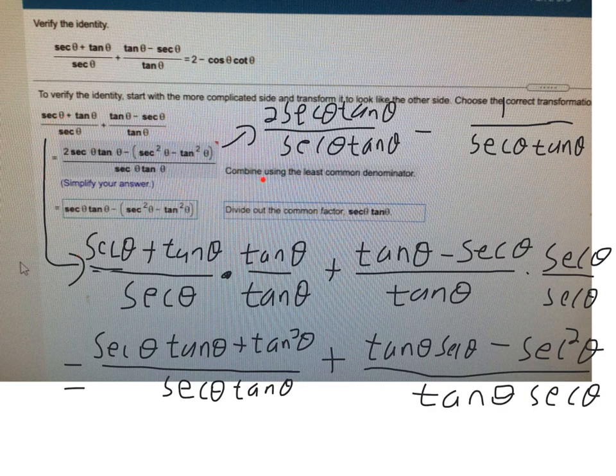here. Now this is correct, the justification. You do want to combine using the least common denominator. And so if you look here, this one has a secant of theta denominator, this one has a tangent of theta. So their product will be the least common denominator. So I take this first term here, and I multiply it by tangent of theta over tangent of theta. Then I take the second one, and I multiply it by the secant of theta over secant of theta. That'll give you a common denominator.